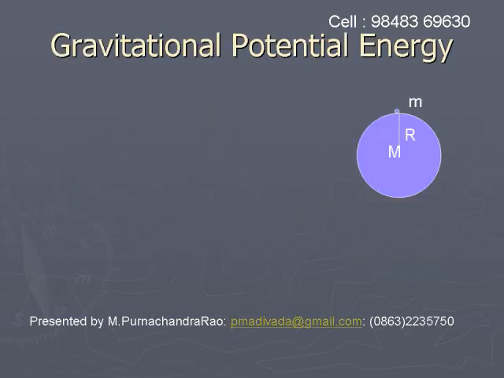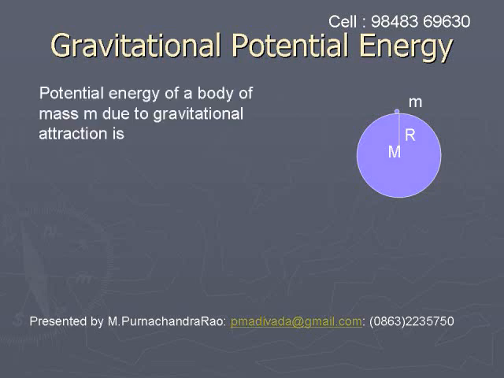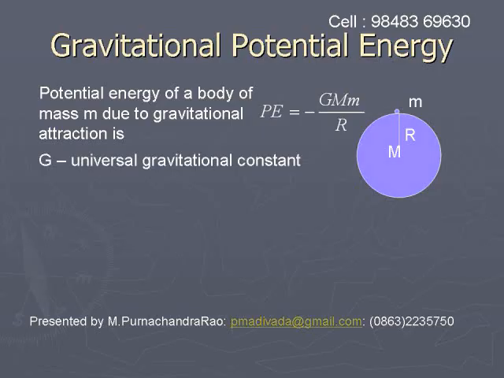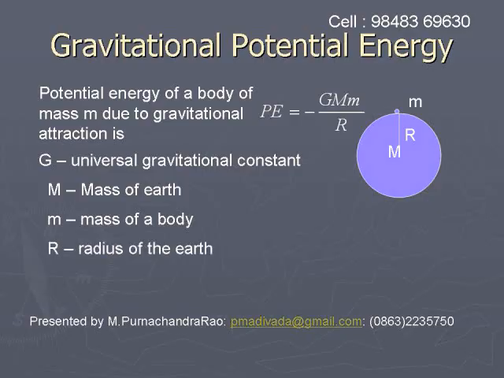Gravitational potential energy. The relation for gravitational potential energy is PE is equal to minus GMm by R. G is the universal gravitational constant, capital M is the mass of the earth, small m is the mass of a body, and capital R is the radius of the earth. This value is the potential energy near the surface of the earth.